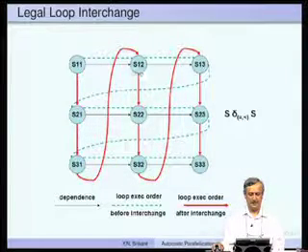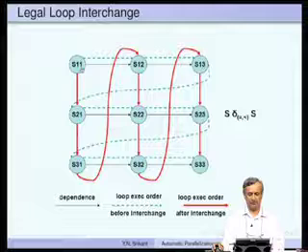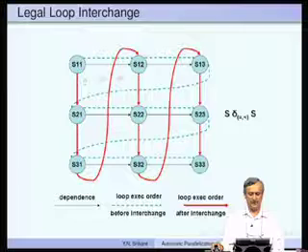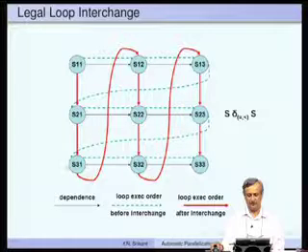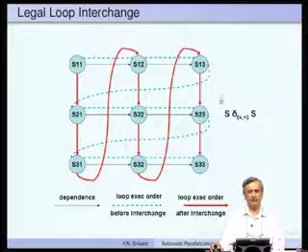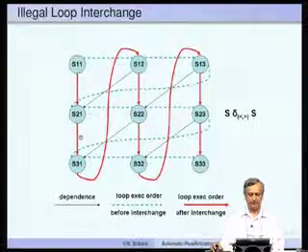Why? In the original case we had to compute S11 first and then S12 and then S13, then S21, S22, S23 etcetera. If you run in this order, there is no dependence between S12 and S21. The dependencies are all in this direction only. So, if you execute all these and then come to these and so on, there is no violation of dependence. So, loop interchange is legal.